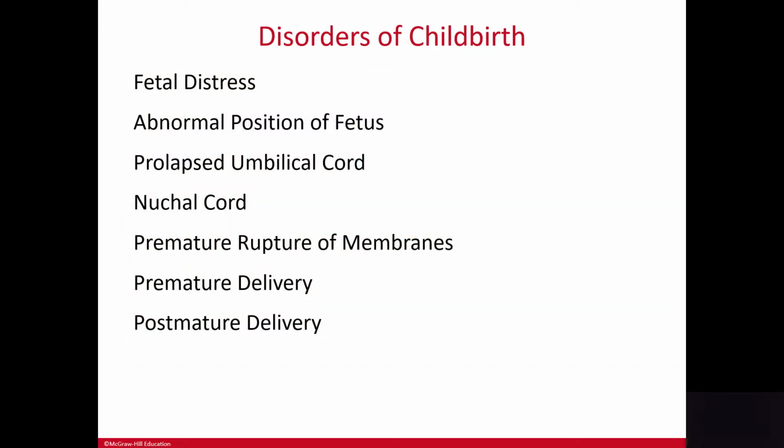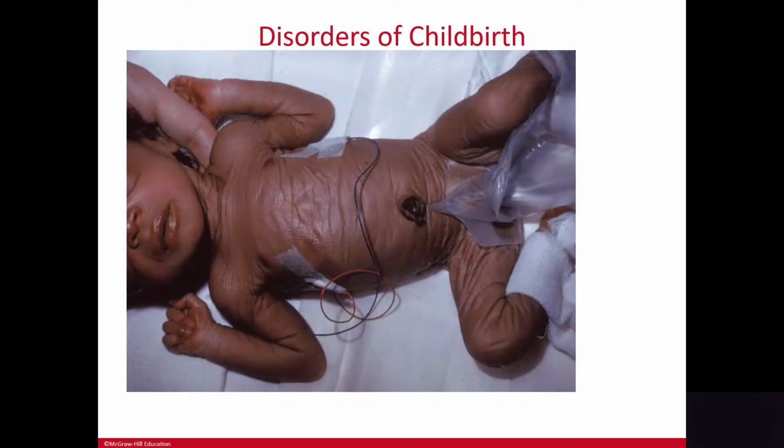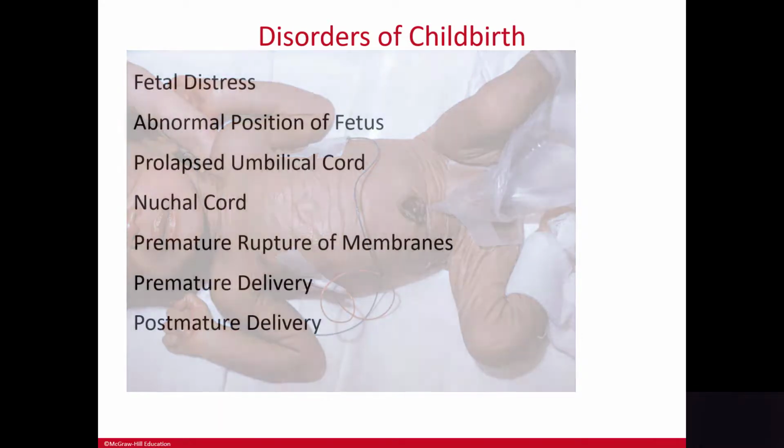Infants delivered after 42 weeks gestation are considered post-mature, and we refer to this as a post-mature delivery. These infants can appear emaciated, they may have meconium staining, their hair and nails may appear longer, and their skin can look dry and peeling. They can have creases on the soles of their feet, and they may have limited vernix and lanugo.